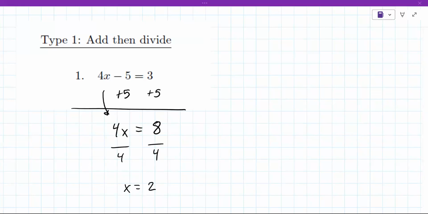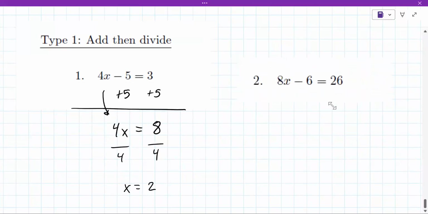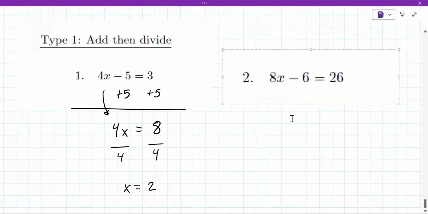So here is a problem for you to look at. Let me put it right here. It's exactly the same. You solve by adding and then dividing. Do you want to give that a shot, please?